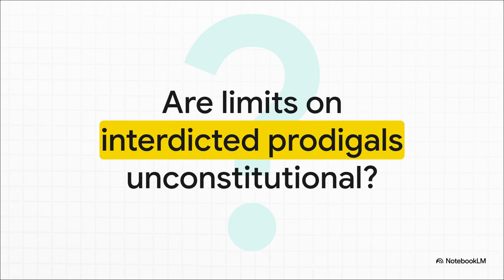But I want to leave you with a really provocative question drawn directly from our study guide to end today's explainer. Are the limitations that are placed on interdicted prodigals unconstitutional? Think about it. Does taking away a person's right to spend their own money, even if they are doing it recklessly, violate their basic human rights? Or is it a totally necessary measure to protect their estate and their family? It's a really delicate balance between protection and liberty, and it is exactly the kind of deep, critical thinking the law of persons demands from us.